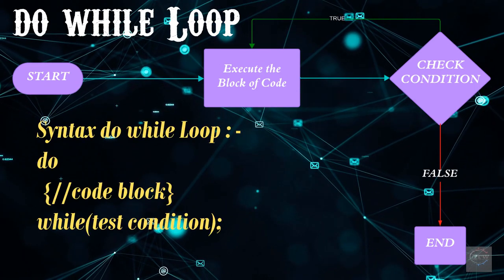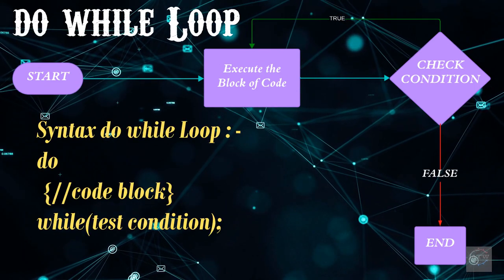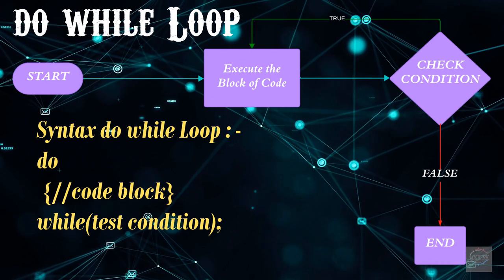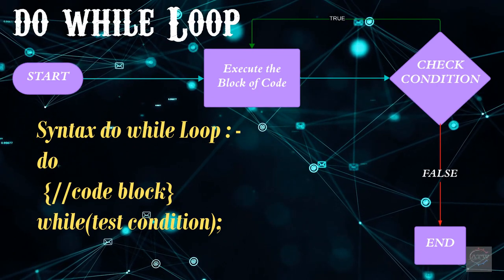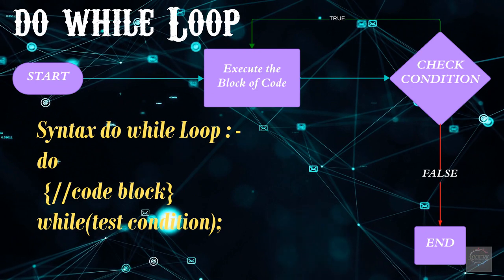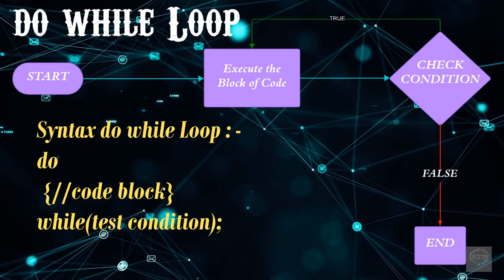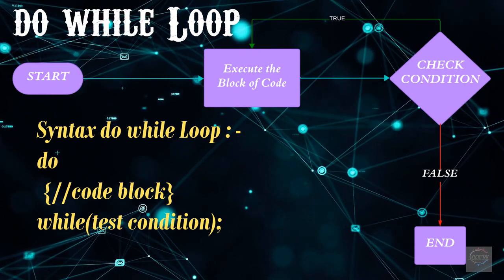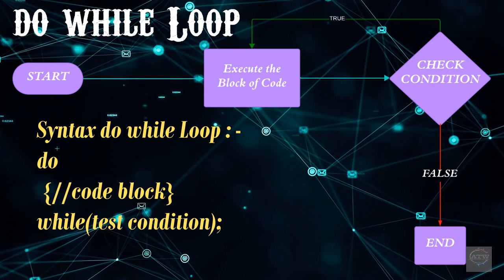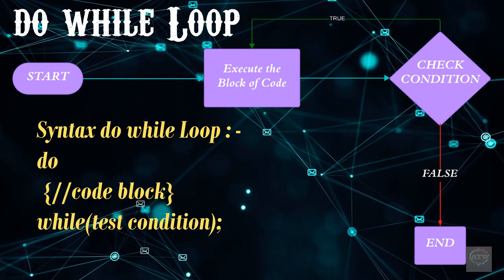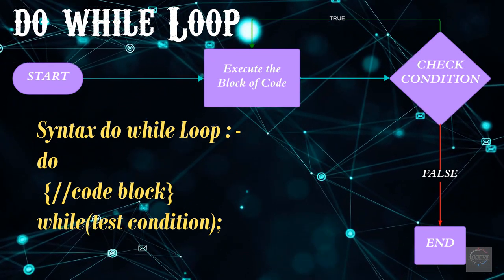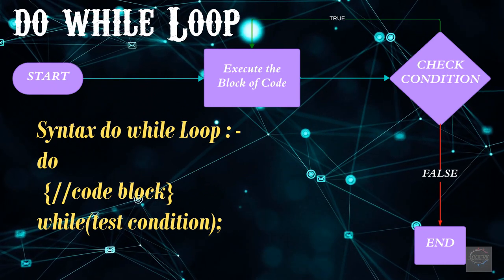So the syntax for the do while loop is: do, open braces, mention the piece of code, close brace, then put the while condition. While is nothing but your test condition, the boolean condition, or whatever conditions you are going to mention. So what will happen in case my while condition is i equal to 5.